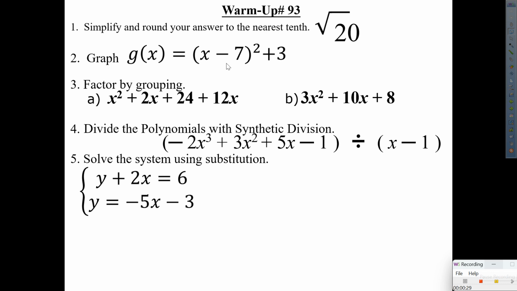Graph g of x equals (x minus 7) squared plus 3. Factor by grouping x squared plus 2x plus 24 plus 12x. And part B is 3x squared plus 10x plus 8. Synthetic division for negative 2x cubed plus 3x squared plus 5x minus 1 divided by x minus 1. And number 5, solve the system by substitution. y plus 2x equals 6, and y equals negative 5x minus 3.